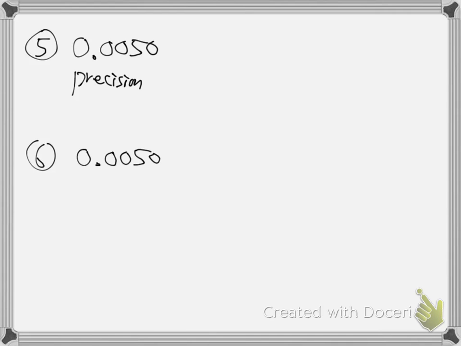So number 5, 0.0050. They want the precision. And then number 6, 0.0050, accuracy. Try that one.